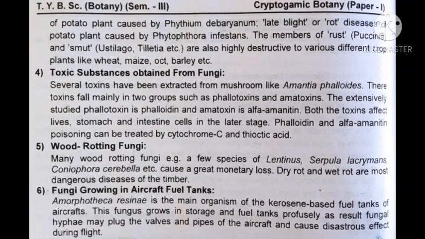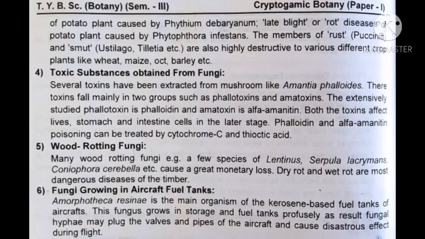Also, some fungi produce toxic substances. For example, toxic substances are extracted from poisonous mushrooms. They are deadly toxic, and these toxic substances may affect other living organisms or even the different organs of the human body. Some of the fungi cause wood rotting. Many important kinds of wood get rotted by these fungi.